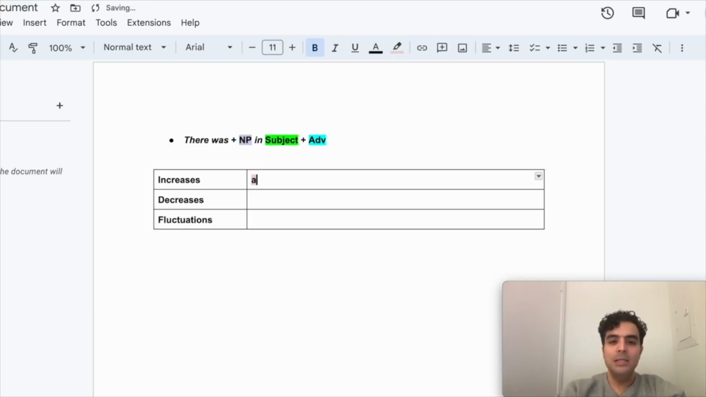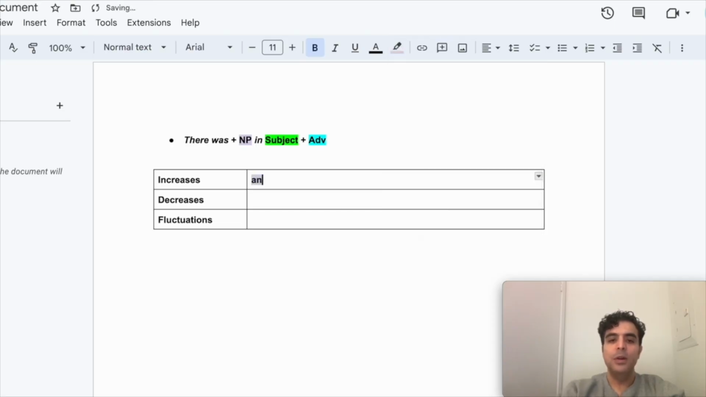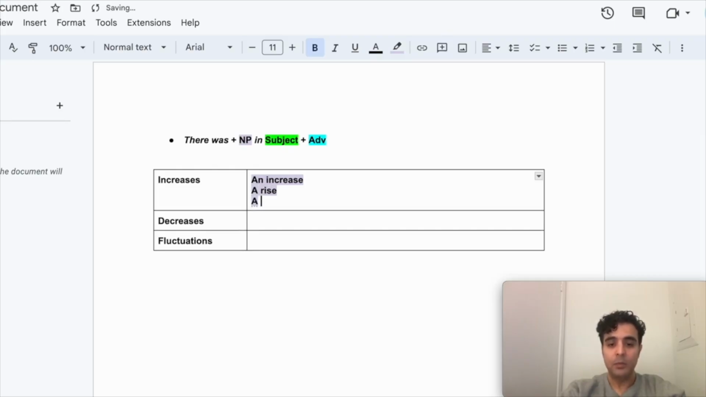For an increase, well, the name is quite self-explanatory. We are going to use an increase. You see, that's a noun form of the verb increase, right? You could also refer to it as a rise, or there was a growth in something, right? So these are the structures we use for increases.